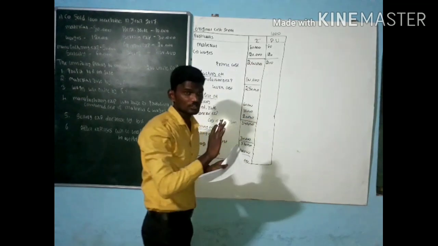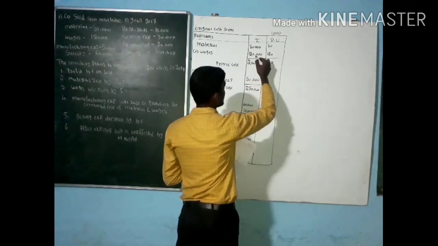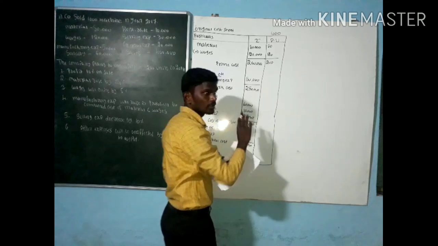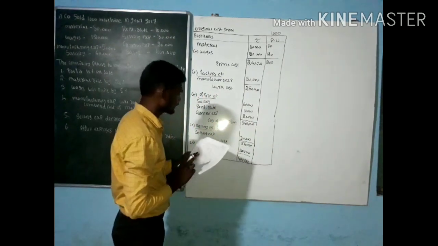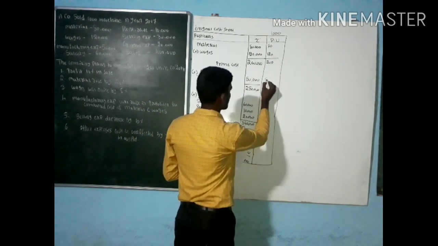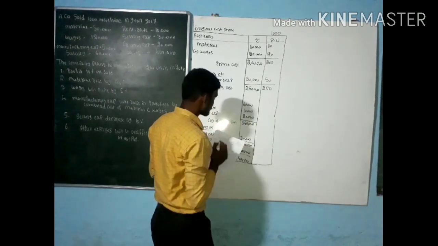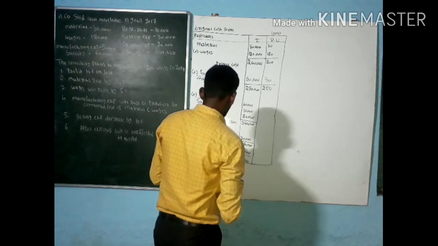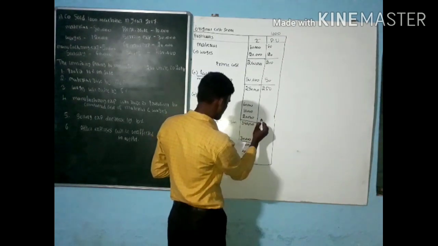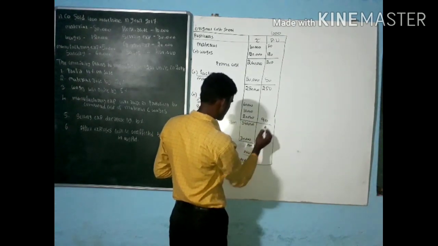120. I think you know the calculation. That is 8,000 divided by 1,000, 1 lakh divided by 1,000, 2 lakh divided by 1,000. Like that, we need to go and fill for 85. Next one, 50. That is 250. Then for 60,000, 10,000, 20,000, you are getting total. That is 90.